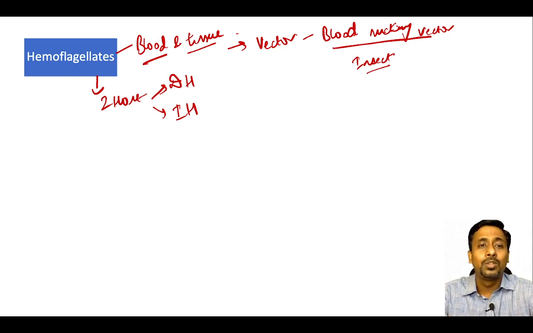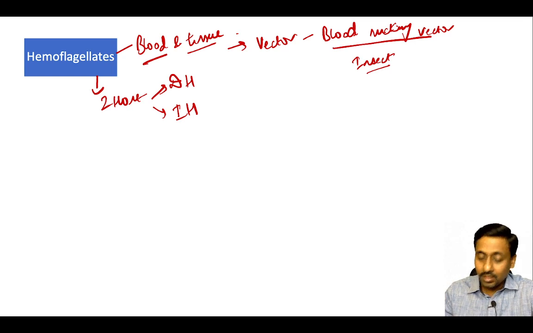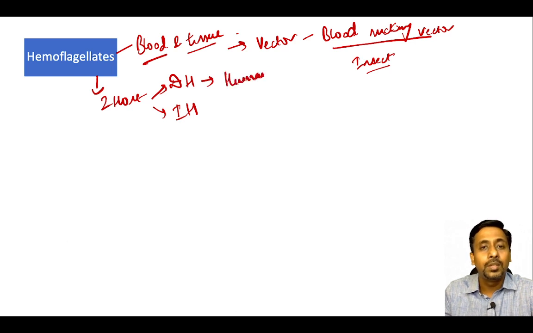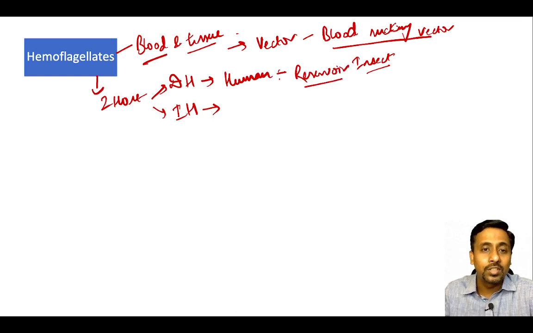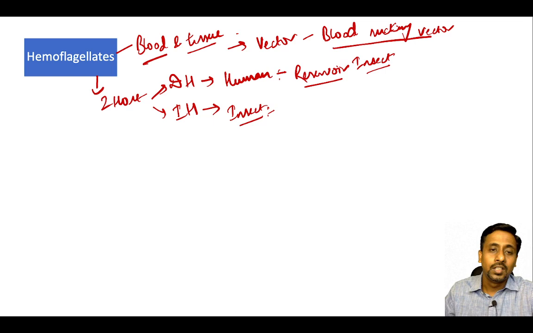If you remember, I told you that the host in which the parasite completes its life cycle is called the definitive host. So in case of hemoflagellates, the definitive host is human, because in humans they complete their life cycle, and humans are also a reservoir of infection. Whereas the intermediate host is the insect, through which they are transmitted from one person to another.